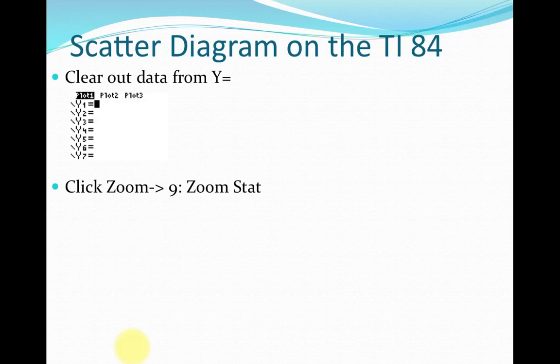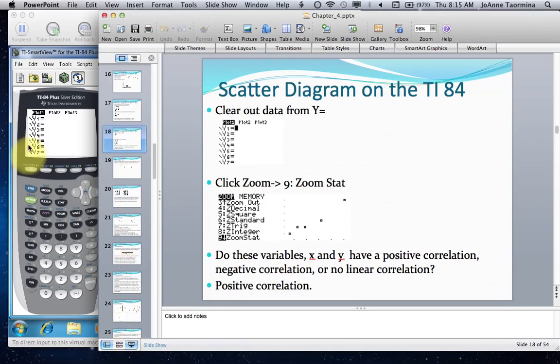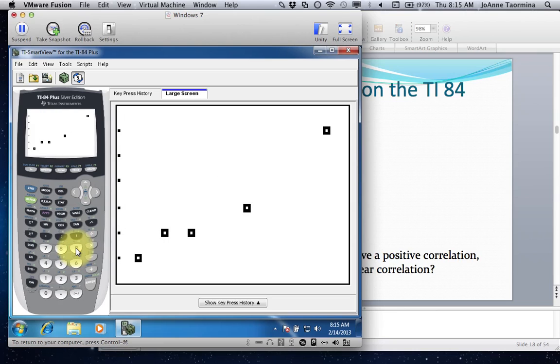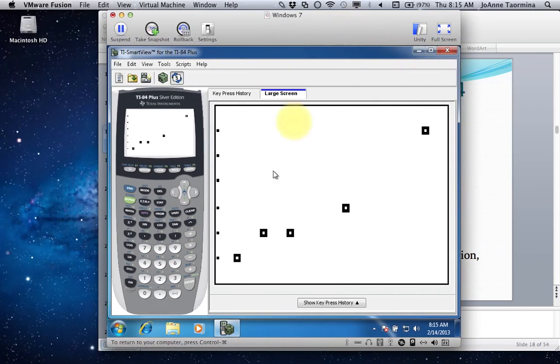Okay, we're going to press Zoom 9, Zoom Stat, which is what we used when we were creating box and whisker plots. So we press Zoom 9. Okay, and there is our scatter diagram. So each of the dots represents a member of the sample.